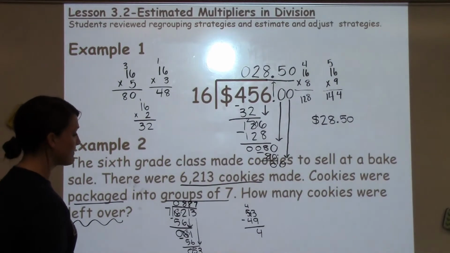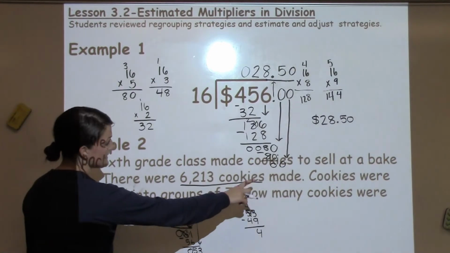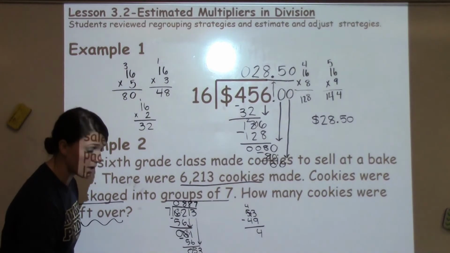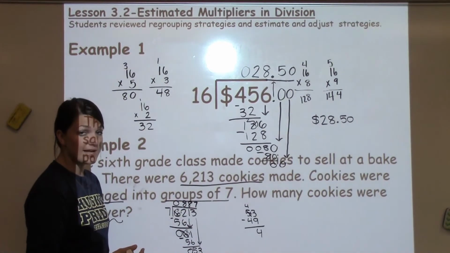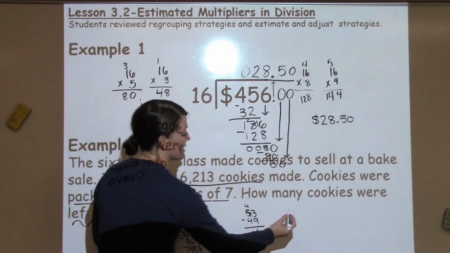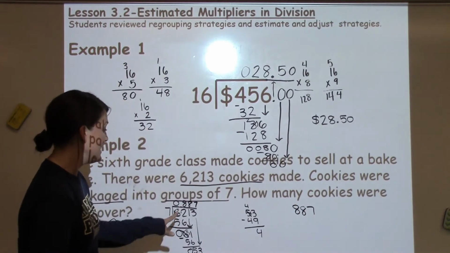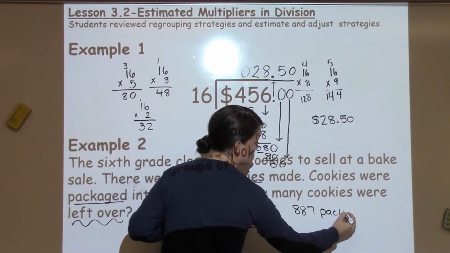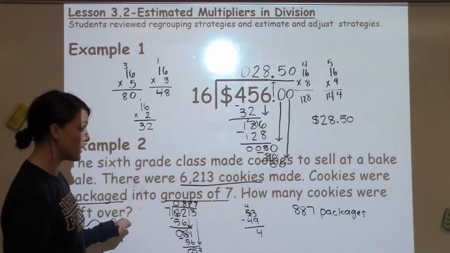But I do need to look back at my question because I've got a couple different ways that I could work with this. It says they were packaged into groups of 7. How many cookies were left over? So a lot of times students use the number at the top to find their answer. This doesn't tell me how many are left over, though. That wouldn't make sense. It wouldn't make sense that 887 cookies are left over. This is how many packages there are. There are 887 packages, which I don't actually need that answer to solve this problem.